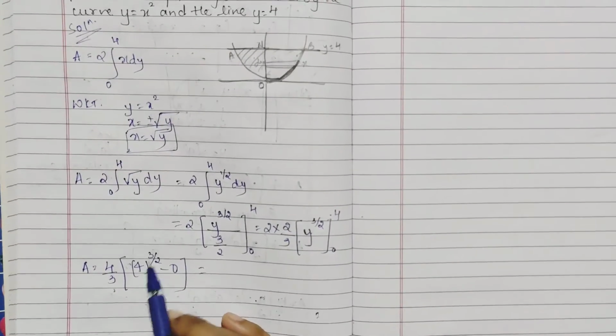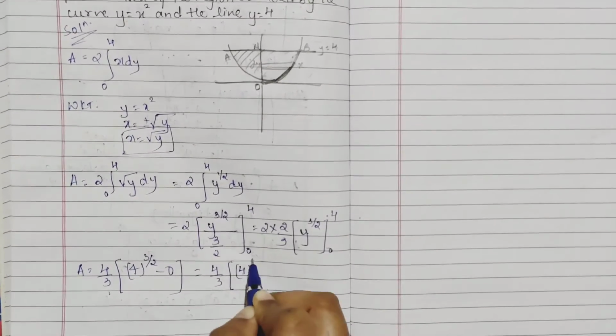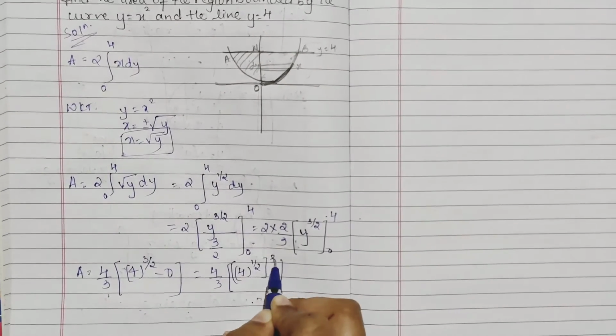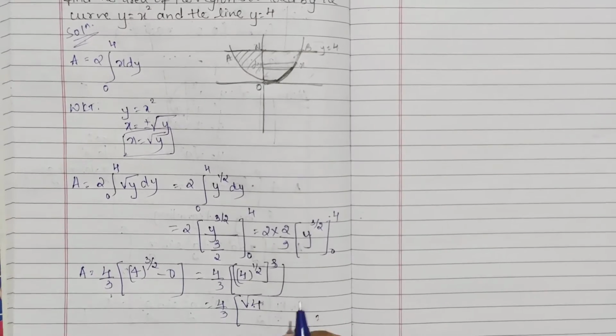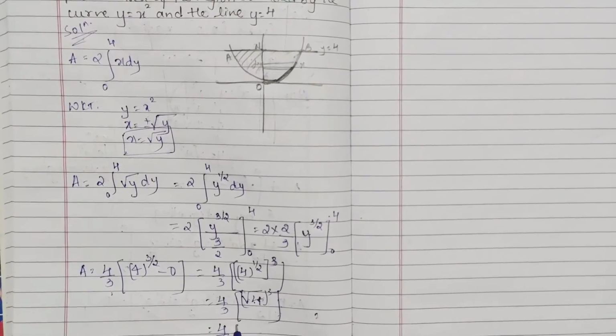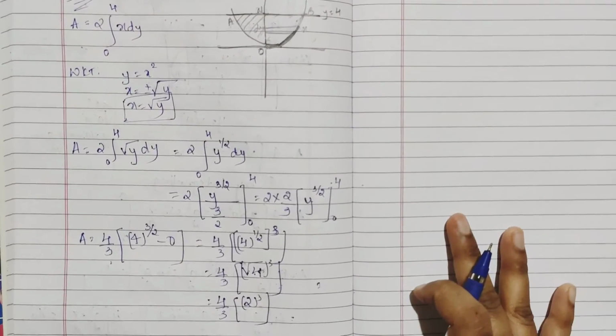So 4 raised to 3 by 2 is what? Nothing but 4 raised to 1 by 2, whole raised to 3. 4 raised to 1 by 2 is root 4, and this is cubed. Root 4 is nothing but 2, so 2 cubed. Like this you can simplify.